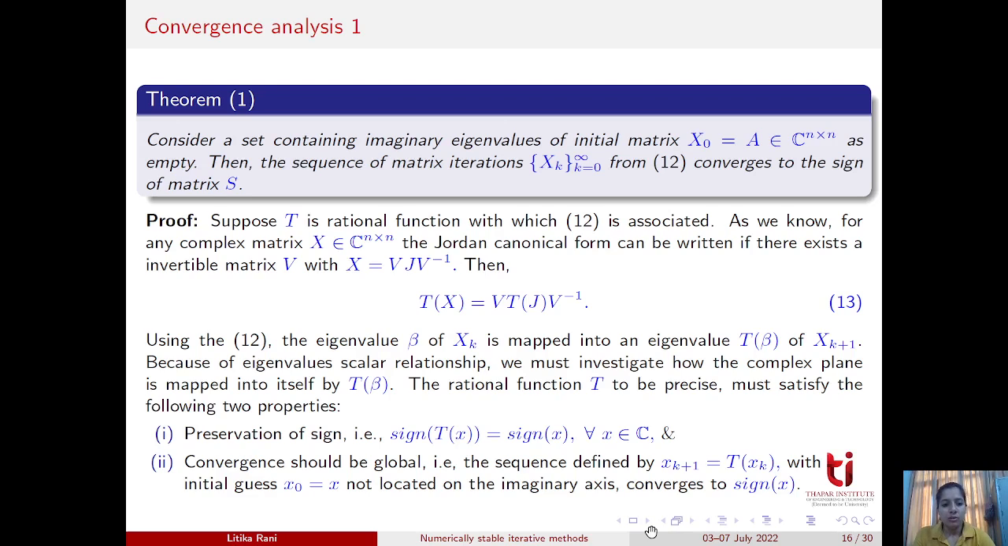So basically using 12, the eigenvalue beta of Xk is mapped into the eigenvalue T(beta) of Xk+1. Because of the eigenvalue scalar relationship, we must investigate how the complex plane is mapped into itself by T(beta). The rational function T, to be precise, must satisfy the following two properties, that is the preservation of sign and the convergence should be global.